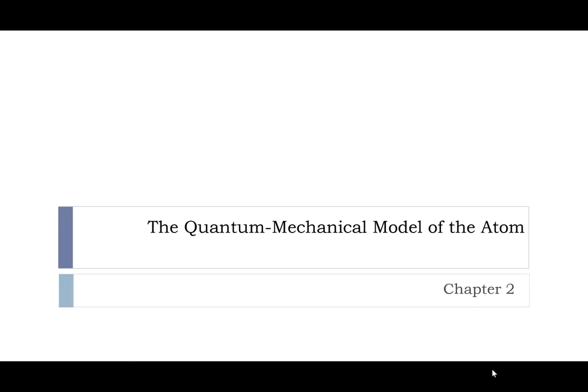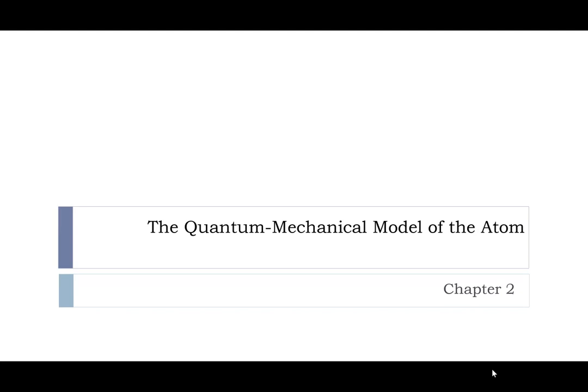Hey guys, welcome to chapter 2 in chemistry. Chapter 2 is going to be one of the most difficult chapters we talk about this semester. In chapter 2, we're going to look at the quantum mechanic model of an atom. Even if you've had chemistry in high school in your past, this is likely something you've never seen before.